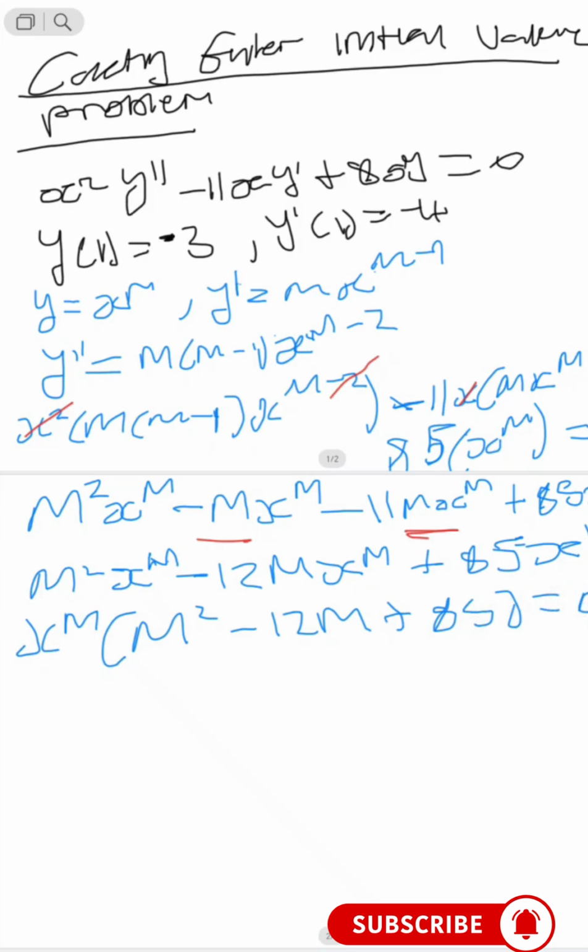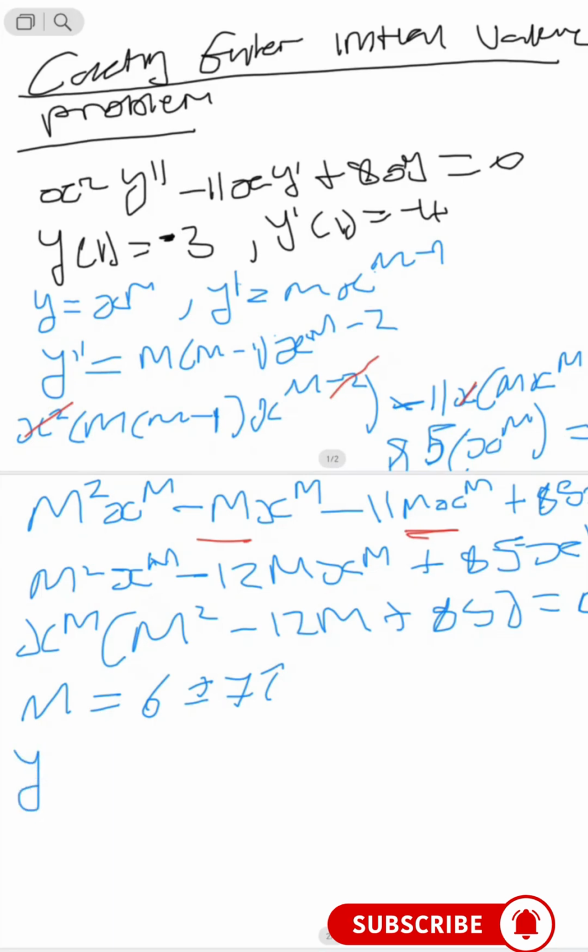Now we'll go ahead and factorize this. So when we factorize that, we're going to have m is equal to 6 plus or minus 7i. So we know that this is in a complex form.